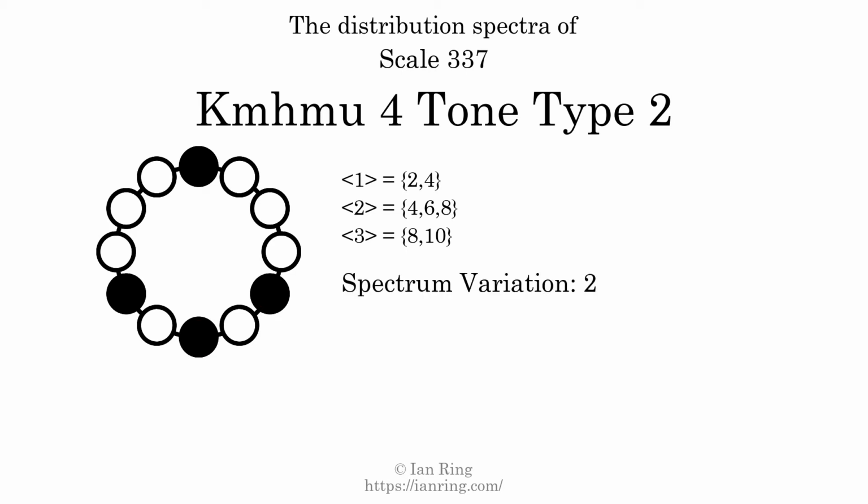The spectrum variation is the sum of all the widths, divided by the number of tones. The spectrum variation of this scale is 2. Since the variation is greater than 0, this indicates that the scale is not perfectly even. The highest spectrum width is 4. Since this is greater than 1, we know that this scale is not maximally even.